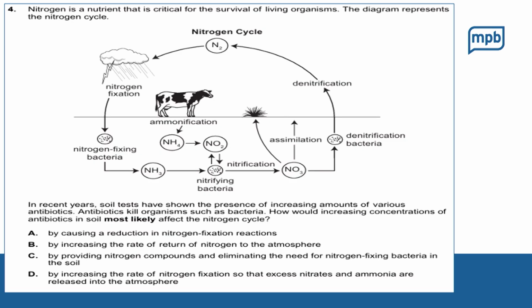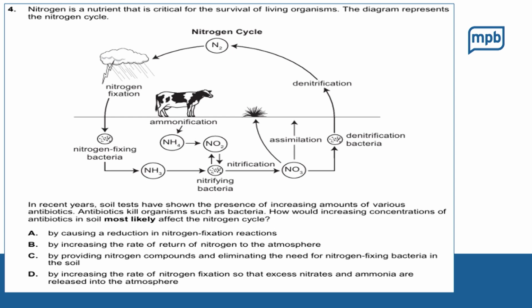Okay, so this says nitrogen is a nutrient that is critical for the survival of living organisms. The diagram represents the nitrogen cycle. And then the question says, in recent years, soil tests have shown increasing amounts of various antibiotics. Antibiotics kill organisms such as bacteria. How would increasing concentration of antibiotics in soil most likely affect the nitrogen cycle?